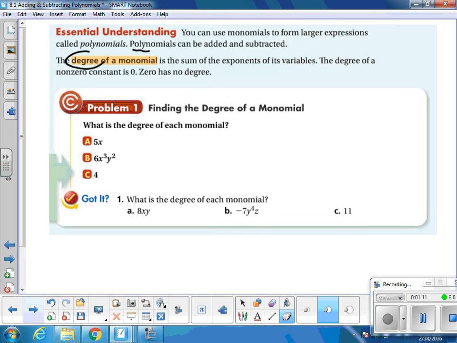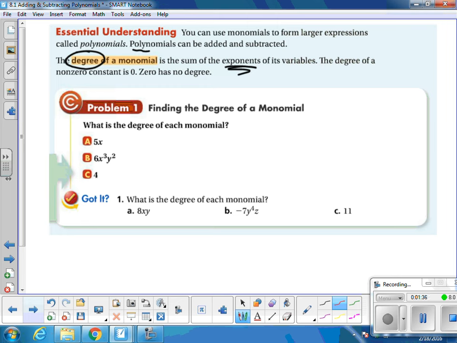The degree of a monomial is the sum of the exponents. So the degree of a monomial has to do with the exponents. Take a look at that. The degree of a non-zero constant is 0, because a constant has no exponent. So the degree of a non-zero constant is 0. We'll take a look at that.